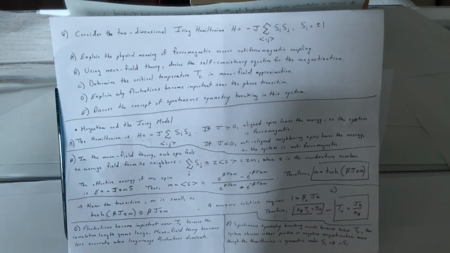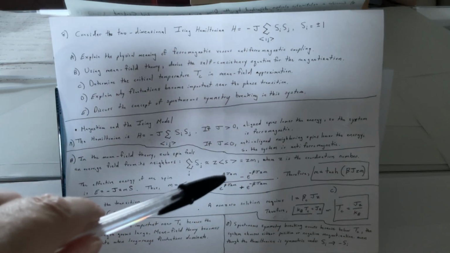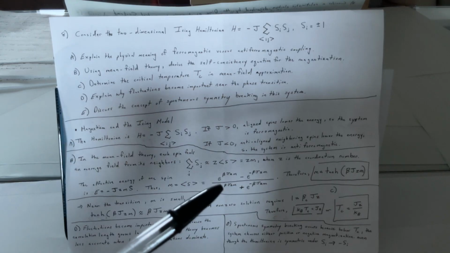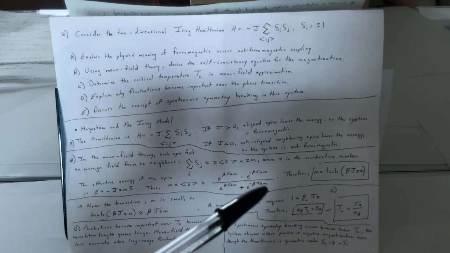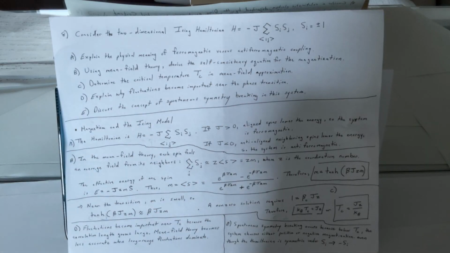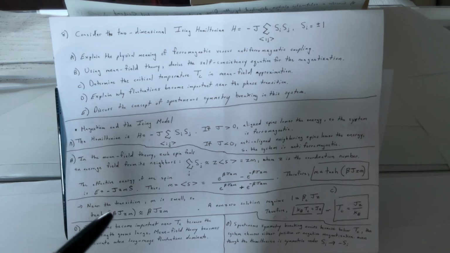So the average equals e to the beta J z m minus e to the negative beta J z m over e to the beta J z m plus e to the negative beta J z m. Therefore m equals the hyperbolic tangent of beta J z m. Near the transition, m is small, so this is approximately beta J z m.